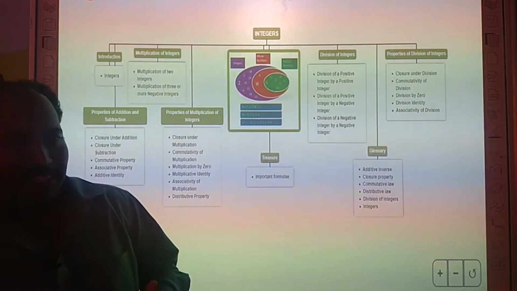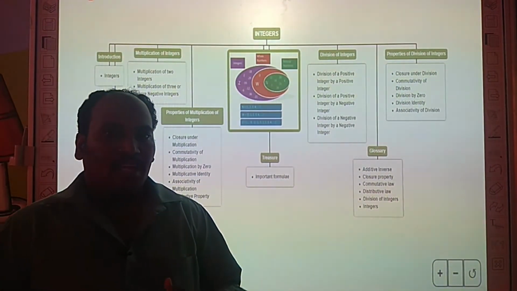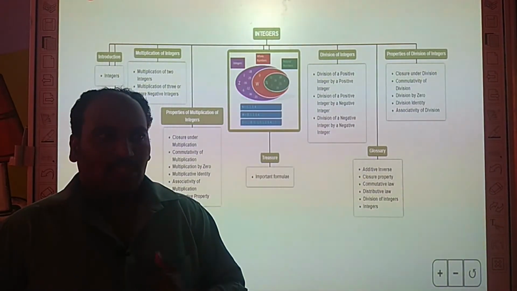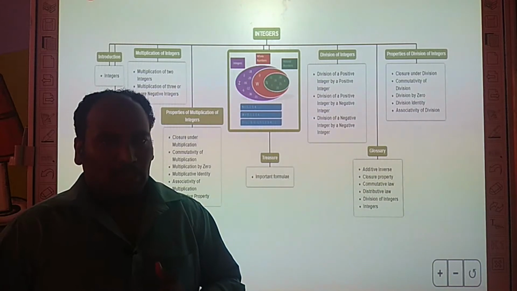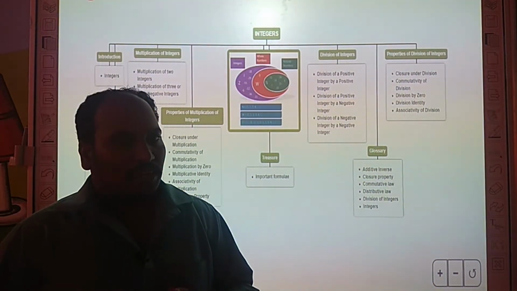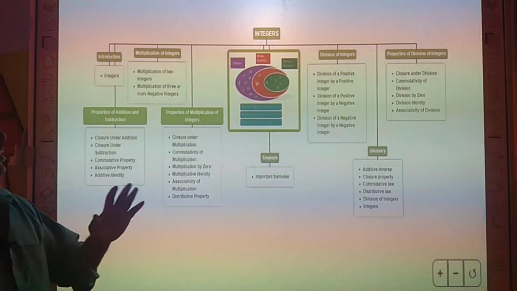Already we know the integers. What is meant by integers? The negative numbers and the whole numbers together are called the integers. Exercises 1.1, 1.2, 1.3, 1.4. Totally there are 4 lessons. Now the revision part, integers.